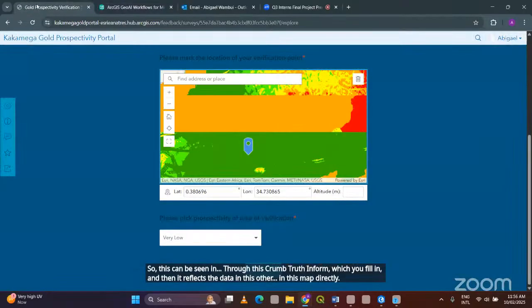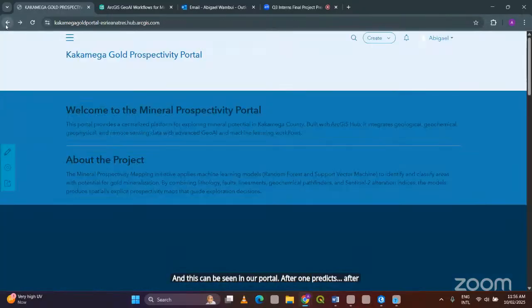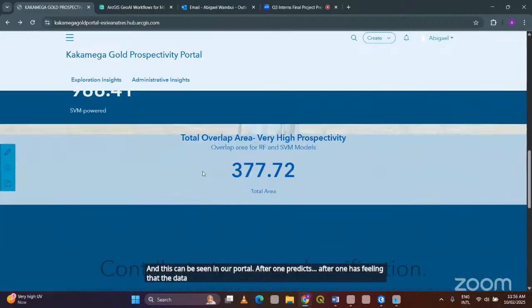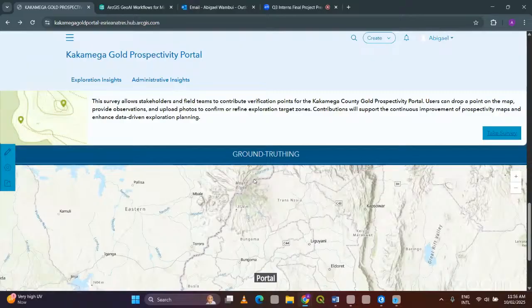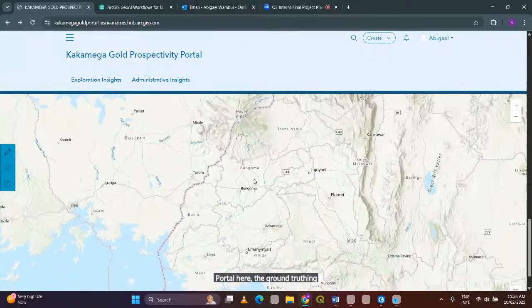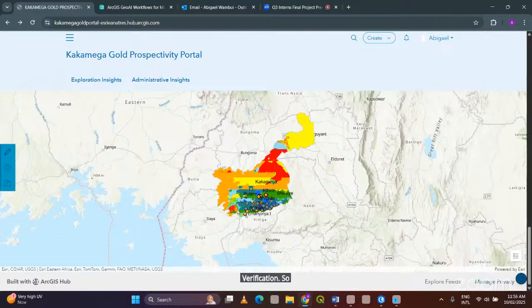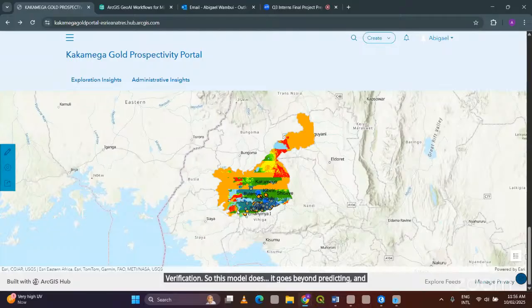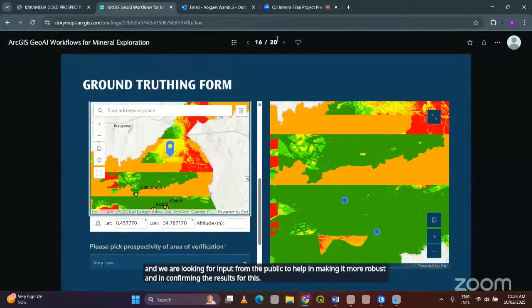And this can be seen in our portal. After one has filled in the data in the survey form, it can be reflected in the portal here at the ground truthing portal. So this helps in providing information for verification. So this model goes beyond predicting, and we are looking for input from the public to help in making it more robust and in confirming the results for this entire project.